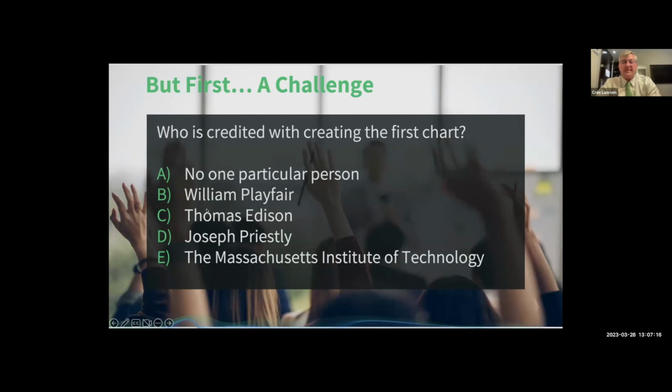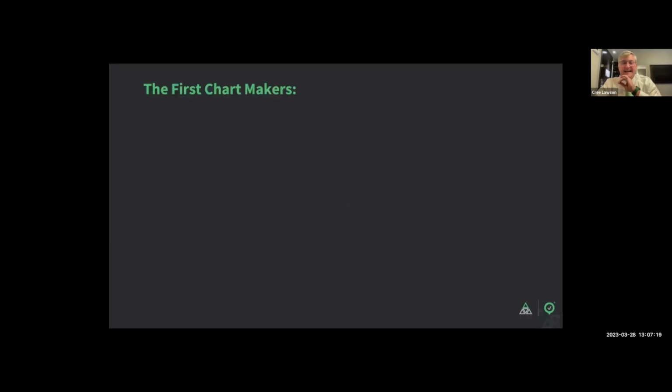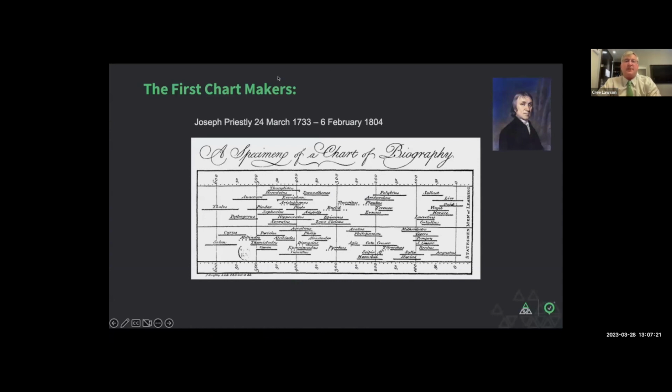So that might be disputed. Some would say William Playfair, but if you go chronologically, the answer is Joseph Priestley. This is what many regard to be the first chart. Joseph Priestley in the late 1700s created this chart of all the great thinkers, when they lived and what they contributed to the world of thought. And this is often credited with being the first chart ever published. To be fair, William Playfair took it to a whole other level, but this is widely regarded to be the first chart.